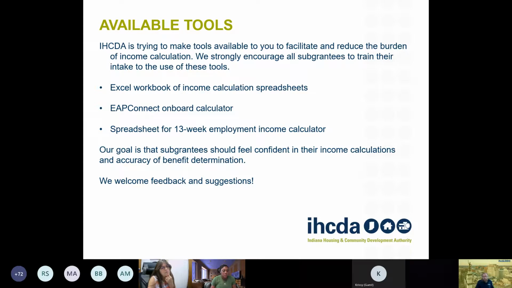And this year, I'm happy to say that the pilot went well last year, and that will be made available to all agencies openly, just as part of the tools and appendices that we have available to you. So our goal is that subgrantees should feel confident in their income calculations and the accuracy of their benefit determination. And as always, we do welcome feedback and suggestions.